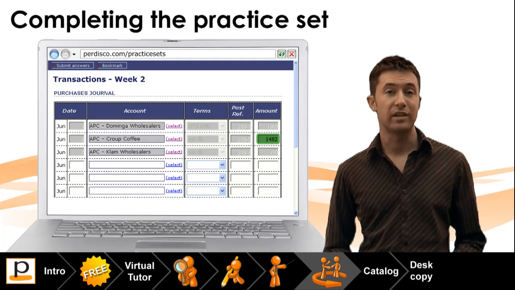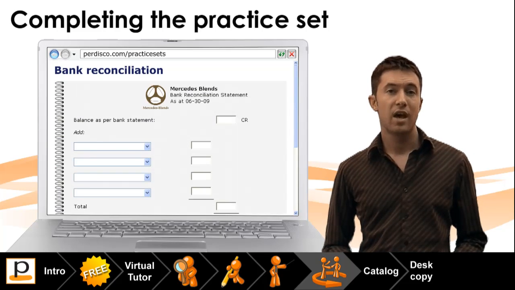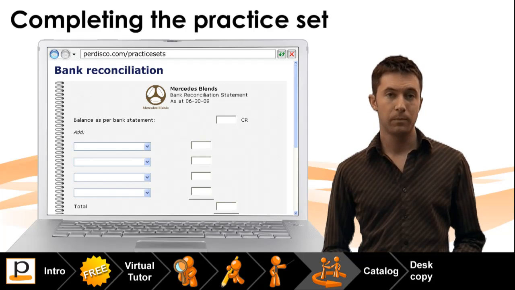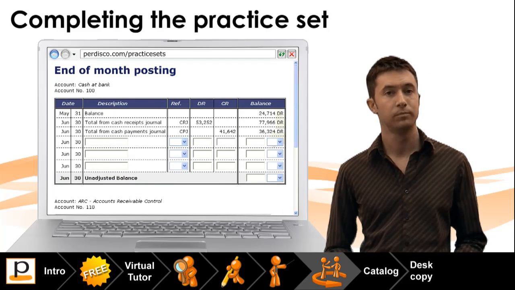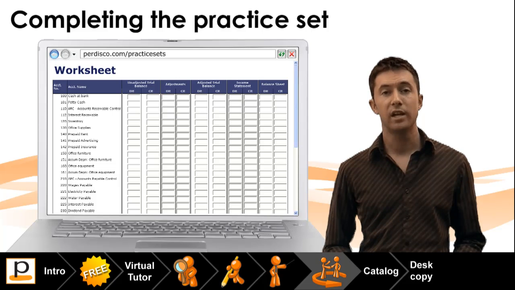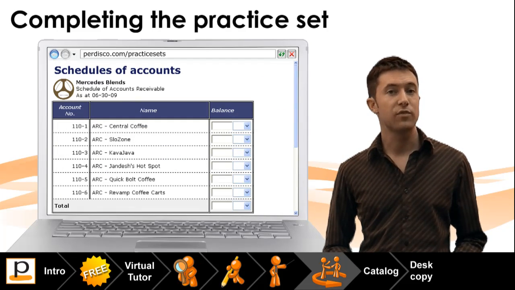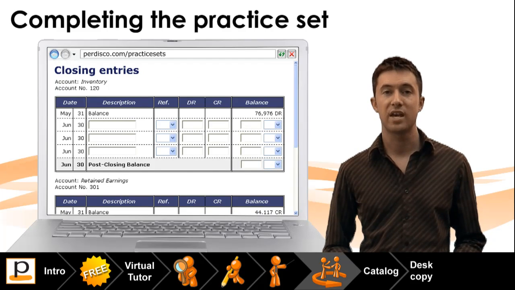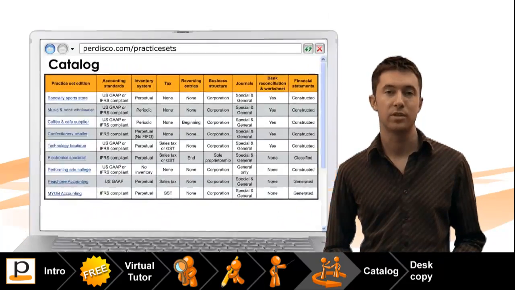In this edition of the practice set, after recording the month's transactions, students complete the bank reconciliation, post the balances of the special journals to the general ledger, complete the worksheet and record the required adjusting entries, set out the schedules of accounts receivable and payable, and complete the practice set by recording closing entries, preparing a post-closing trial balance, and constructing the financial statements.